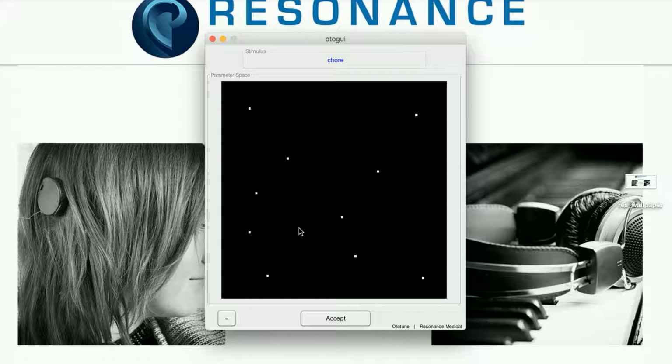You click around, and you can sort of get a sense of what part of this parameter space sounds good to you. So compared to over here, this sounds more clear. And then you find a particular spot that you like, and press accept. It goes to the next word.